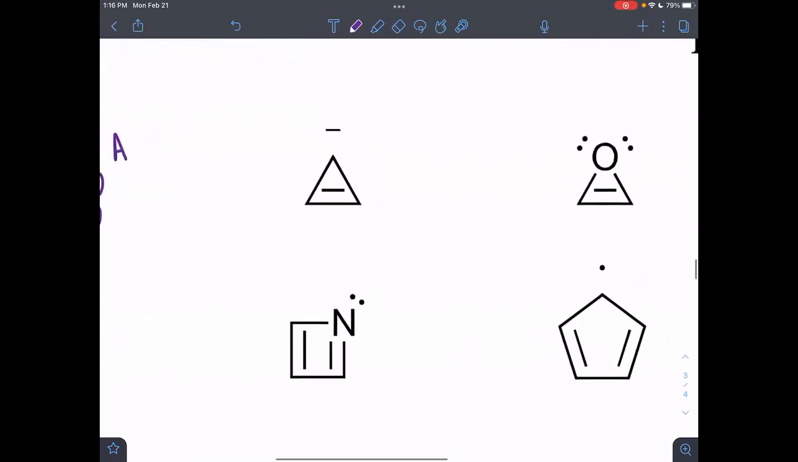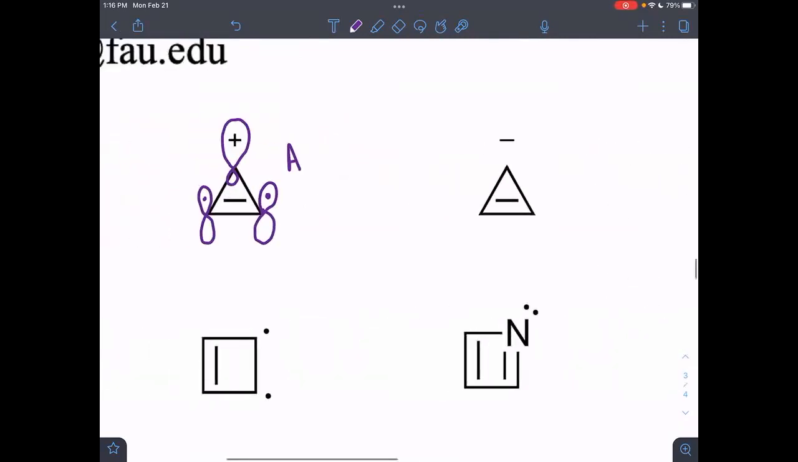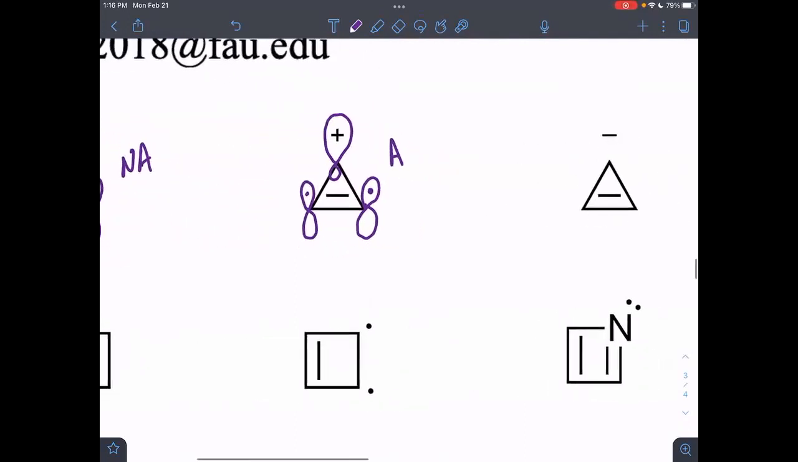All right, this other triangle. Yeah, the positive charge. Remember, if we have a cation, anion, radical, or double bond on a carbon, it's sp2 hybridized.